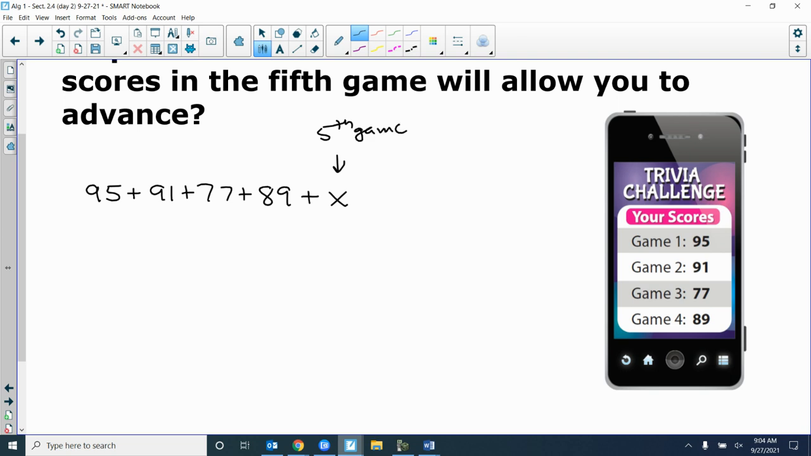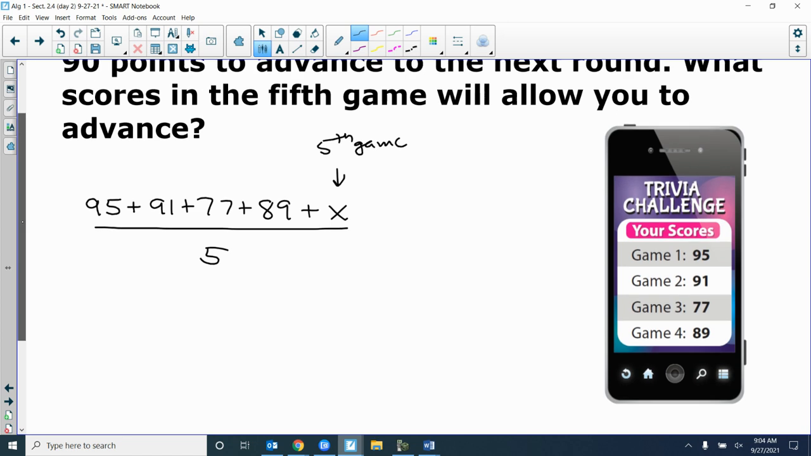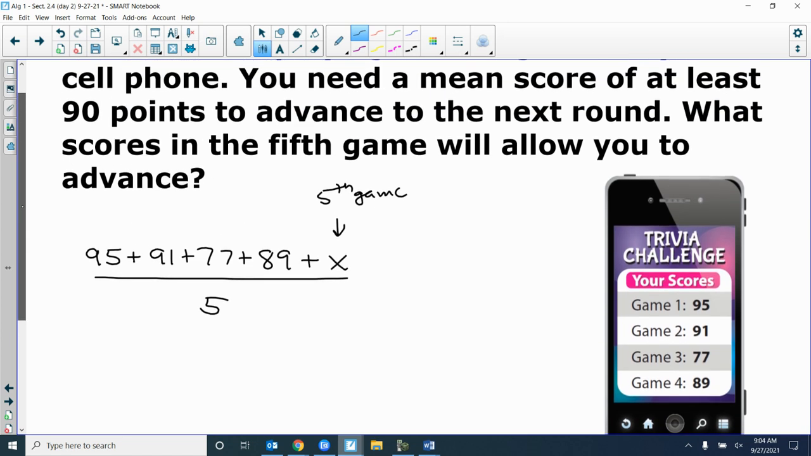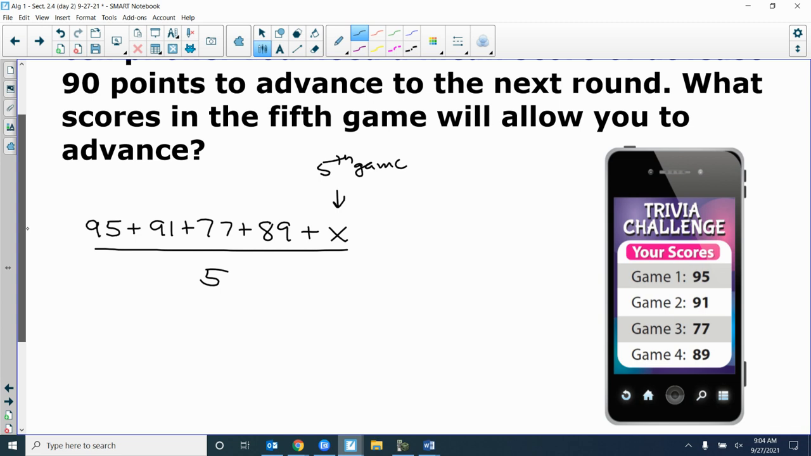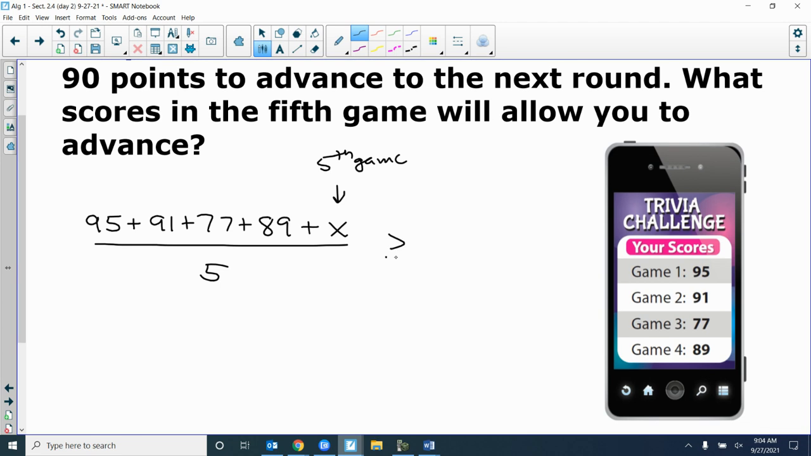How do you find the average of something when you add it up? You divide by what, Zach? How many games there are. How many games are there? How many do we have? 5. 5. We want this score. What does he need to get to advance? At least 90 points. At least means greater than or equal to. We don't want it just at 90. It can get more than that.